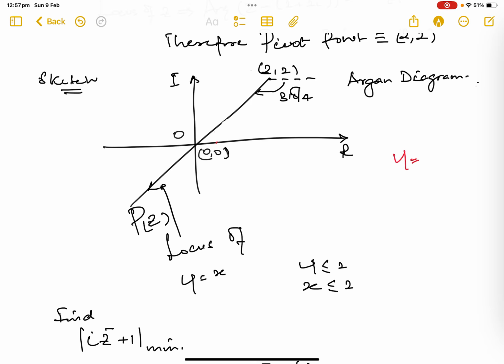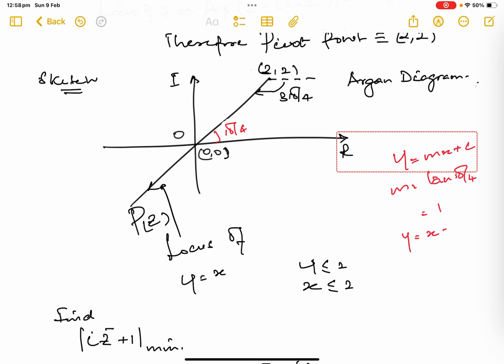So the line, normally the line equation, is y equals mx plus c. The angle here is pi by 4. So m equals tan pi by 4, that is equal to 1. So this equation is y equals x plus c. Then again, the point 2, 2 is on that line, therefore substitute: 2 equals 2 plus c. So c equals 0. Therefore, the equation is x equals y, or y equals x. So that is the equation.